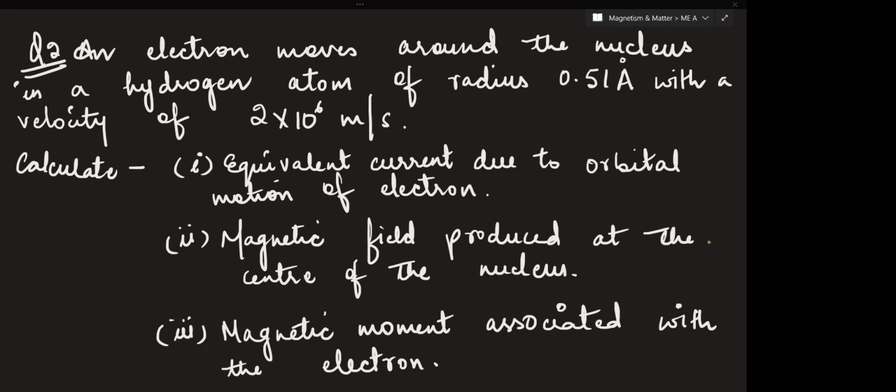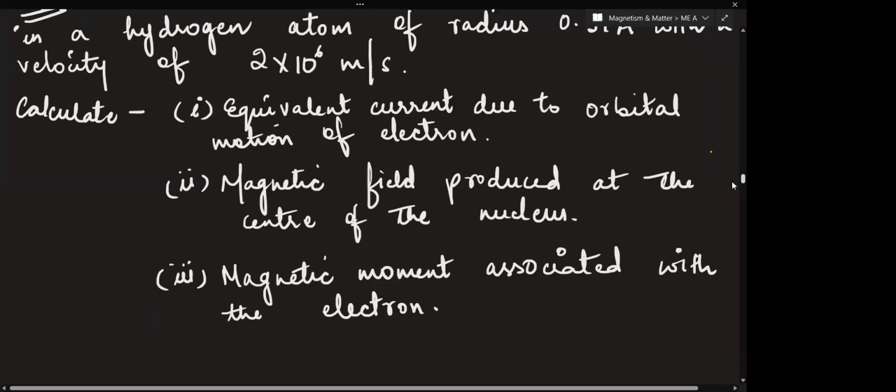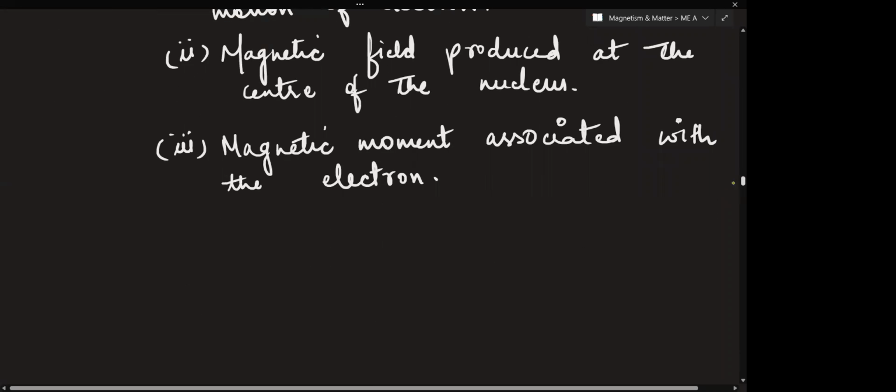Okay, let's discuss it then. It says an electron moves around the nucleus in a hydrogen atom of radius 0.51 angstrom with a velocity of 2 into 10 to the power 6 meter per second. You have to find out the equivalent current due to the orbital motion of the electron. Equivalent current means current.